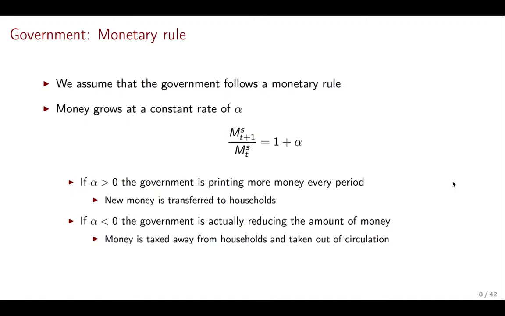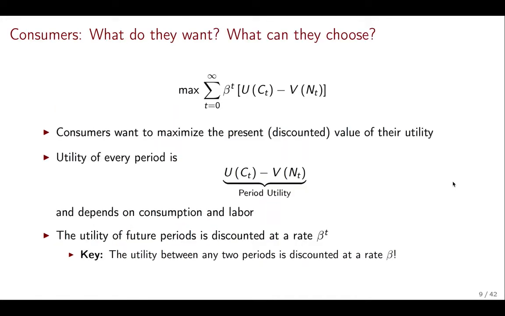So just to recap, on the firm and the government side, we're trying to keep things simple. Our firm has no capital. They have a perfectly elastic demand for labor. Our government has no government spending, and it follows a monetary rule that characterizes the growth of money by this parameter alpha. Now, what about the consumers?